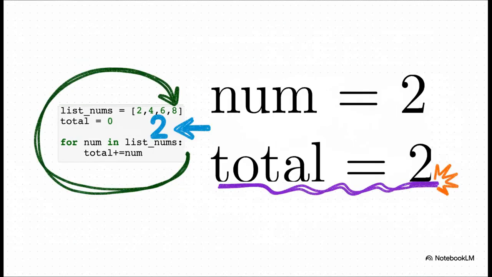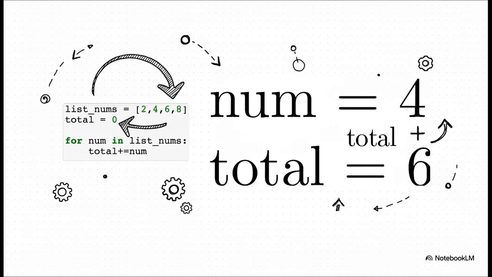On the very first pass, the first iteration, the loop grabs the first number from the list, which is 2, and it puts it into that temporary variable called num. Then it runs the indented code. So our total goes from 0 to 2. Okay, once that first pass is done, the loop just automatically circles back to the top and grabs the next item, which is 4. The num variable is updated to hold the number 4, the code runs again, our total was 2, now we add 4, our new total is 6.